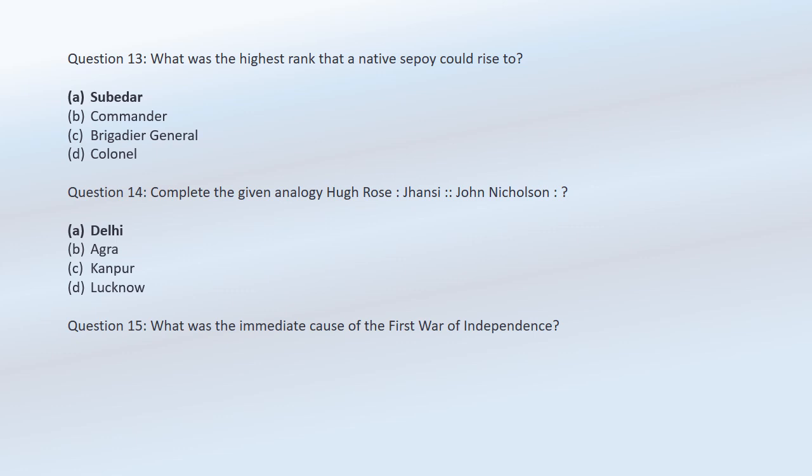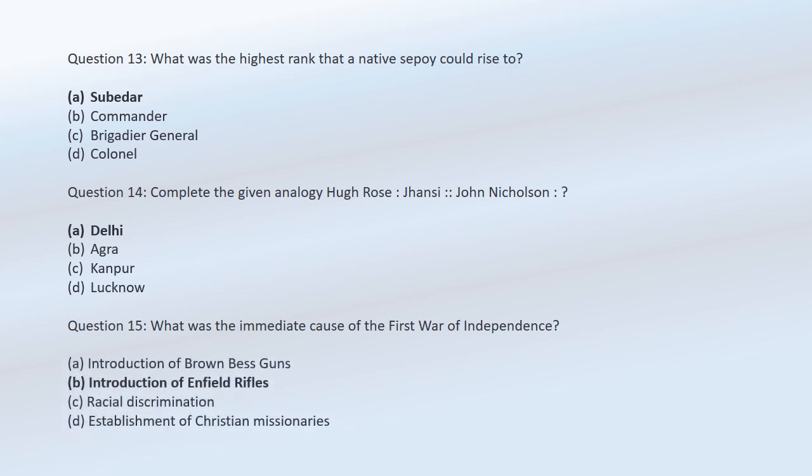Question 15. What was the immediate cause of First War of Independence? A. Introduction of Brown Bess guns. B. Introduction of Enfield rifles. C. Racial discrimination. D. Establishment of Christian missionaries. Option B is the right answer. Introduction of Enfield rifles was the immediate cause of the First War of Independence.